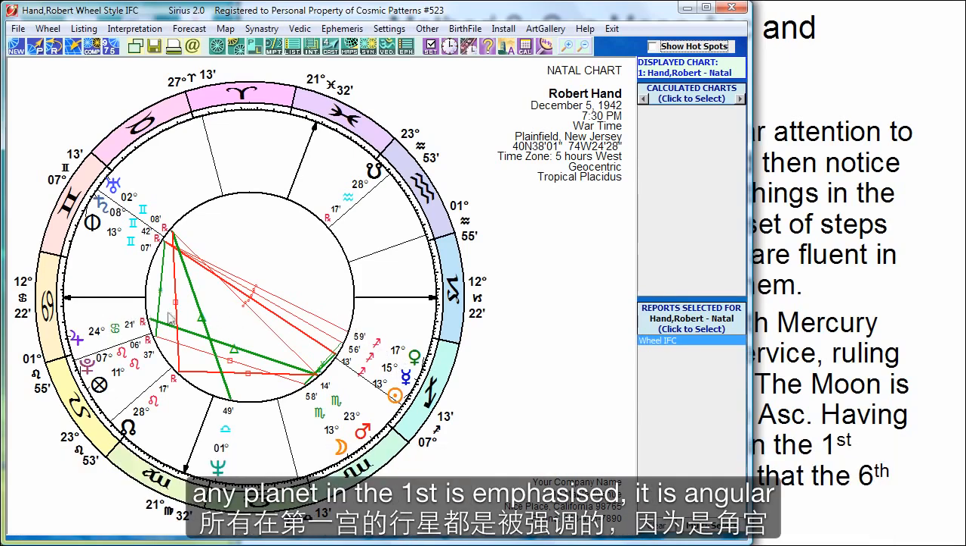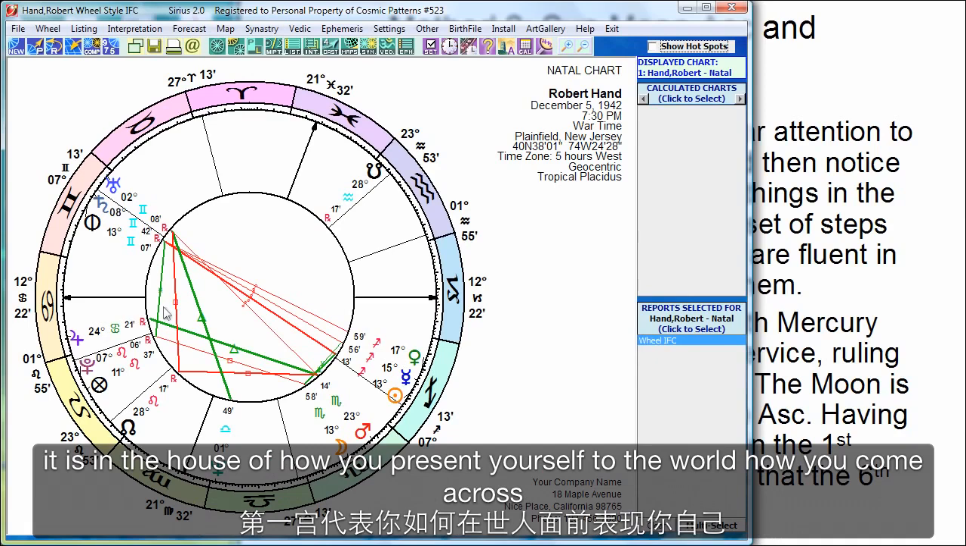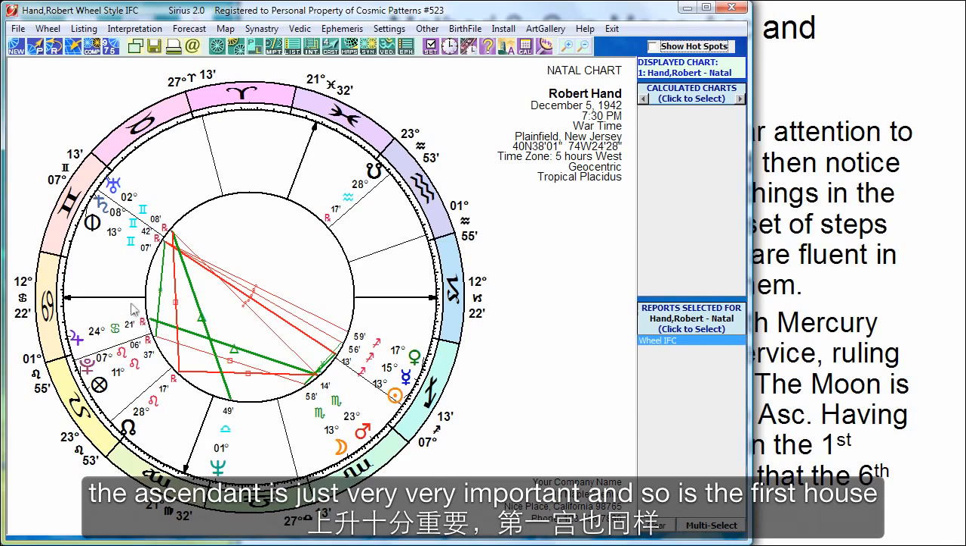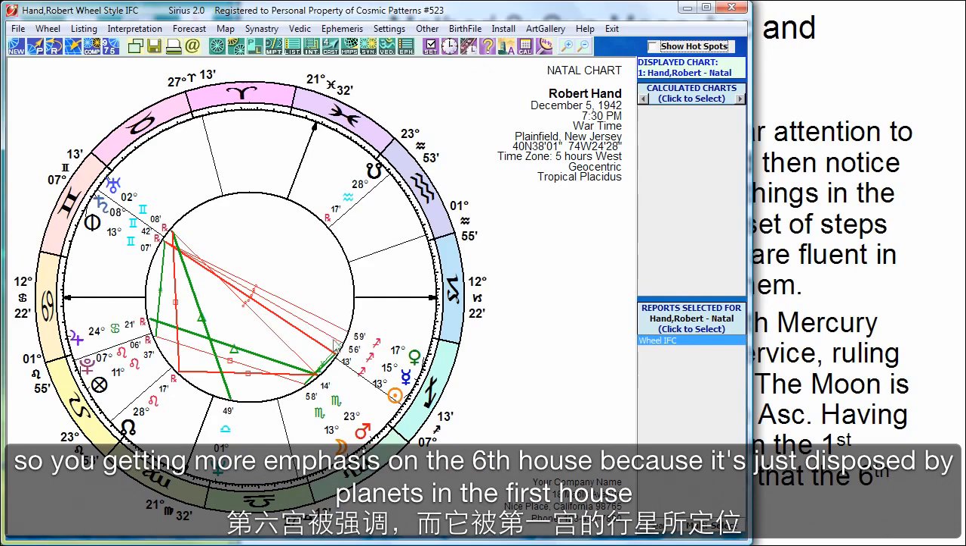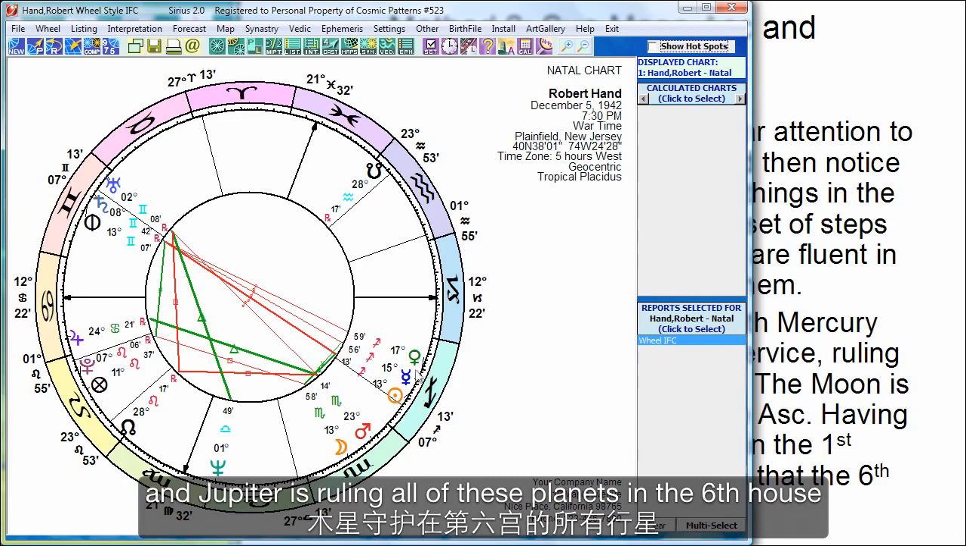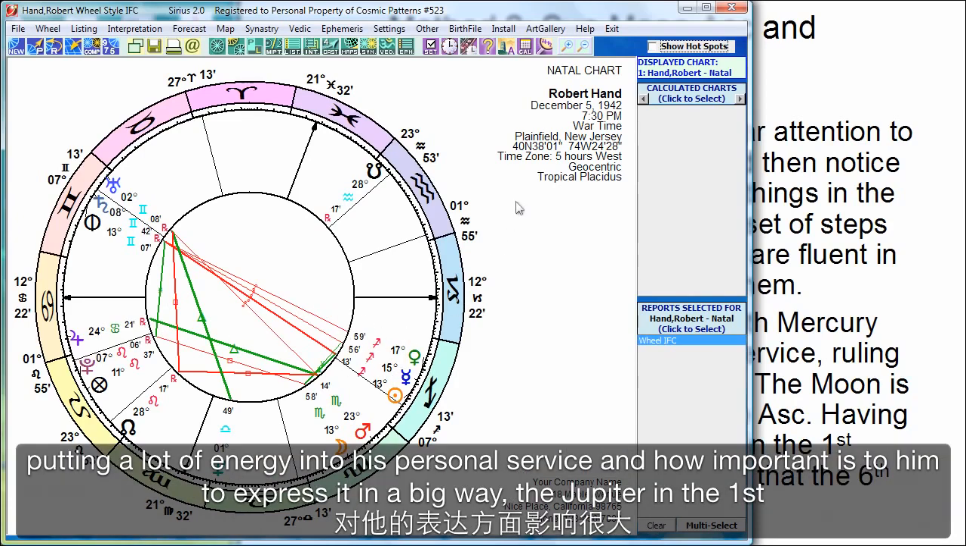In the 1st. Any planet in the 1st is emphasized, it's angular, it's in the house of how you present yourself to the world, how you come across. According to many astrologers, the ascendant is just very, very important, and so is the 1st house. So you're getting more emphasis on the 6th house because it's disposed by a planet in the 1st house, making that planet strong and important to you. That Jupiter's ruling all of these planets in the 6th house, putting a lot of energy into his personal service and how important it is to him to express it in a big way with his Jupiter in the 1st.